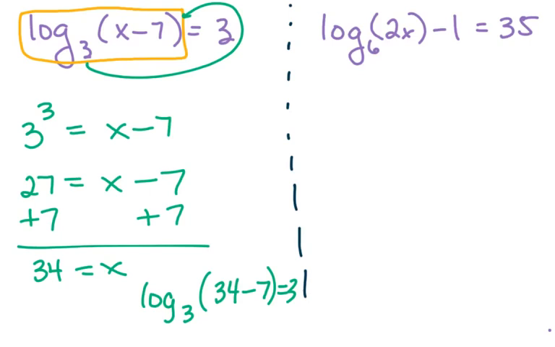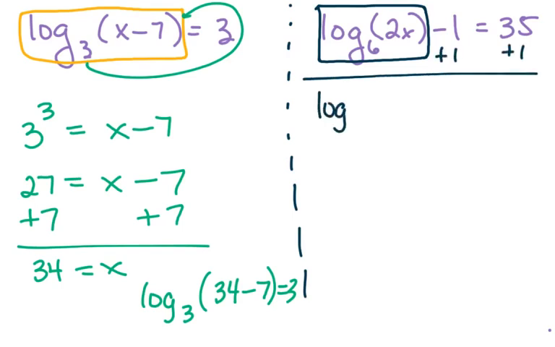This next example on the right, think again about how you would use an exponent to solve this equation. And the answer is right now you can't, because the log is not isolated. So here's the log, I'm going to highlight it. It's the log with the base and the parentheses, and then there's this minus 1. So we have to get rid of the minus 1, which is to add 1, and get log base 6 of 2x equals 36.